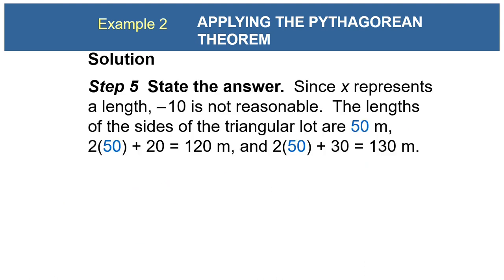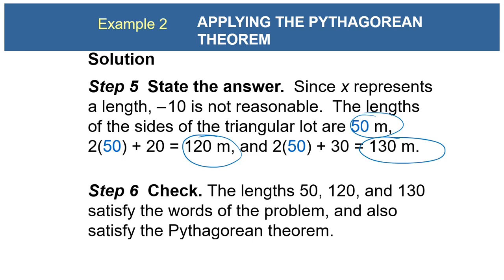In step 5, let's state the answer. Since x represents a length, negative 10 is not reasonable. The shortest side of the triangle lot is 50 meters. The longer side is going to be 2 times 50 plus 20, and that's equal to 120 meters. And the hypotenuse is 2 times 50 plus 30 equals 130 meters. All we're doing is substituting x equal to 50 into our side lengths, and we have the lengths of the triangle: 50 meters, 120 meters, and the hypotenuse is 130 meters.